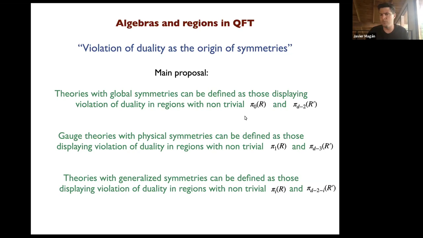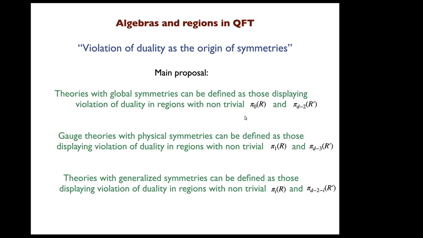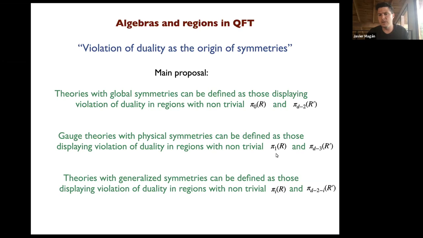I see. Wouldn't you expect that you shouldn't be able to distinguish between both because of this? No, I'm just saying that if you look at the proposal and fix D equal to 3, then the definition of gauge theories violates pi 1 and pi 0, and the definition of global symmetries violates pi 0 and pi 1 also. So just from this definition, it is not enough to distinguish a gauge theory in three dimensions from a theory with a global symmetry in three dimensions.